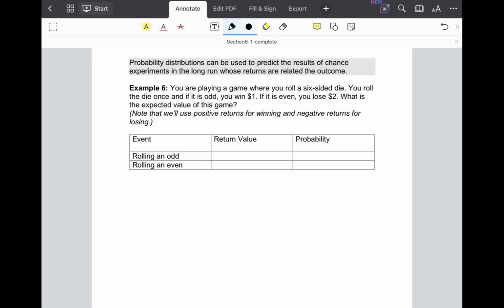Now, just looking at this game of chance, it doesn't seem fair, right? $1 versus $2, odd or even are the same chances, but we would lose more than we would gain. So this one is not fair. We can see that with the expected value. And I'm going to write this down. So the return value, rolling an odd, we would win $1. Rolling an even, we would lose $2, so -2. Probability of both of these is 0.5.